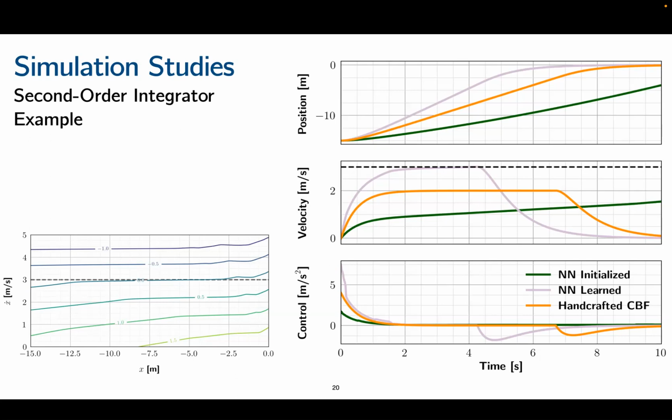There are inaccuracies in estimating where the zero level line should be when x is close to minus 15 and 0. And this is due to having no data when the velocity is close to 3 meters per second at the beginning and at the end of the trajectory. For more details regarding the experimental setup, please refer to our paper.